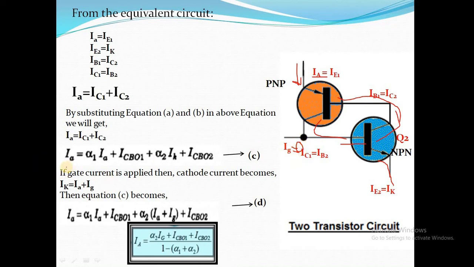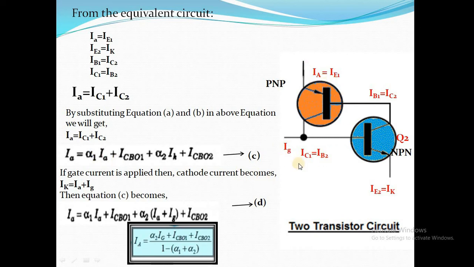Next, this is the anode current when the gate is 0. If we make the gate 0 and give a supply, the anode current flows only in this direction and gets divided. So this is the anode current when the gate current is 0, and if the gate is applied, this gate current is also flowing into the base current of Q2 here.